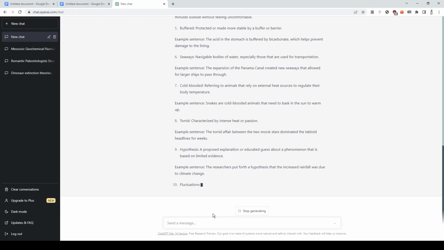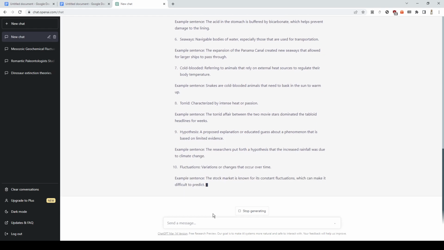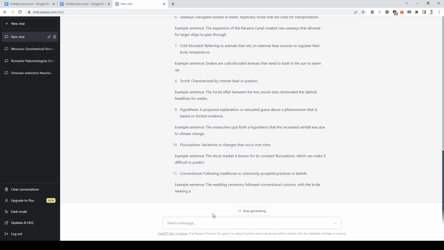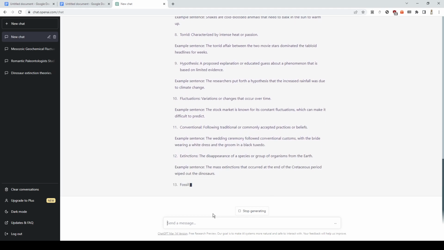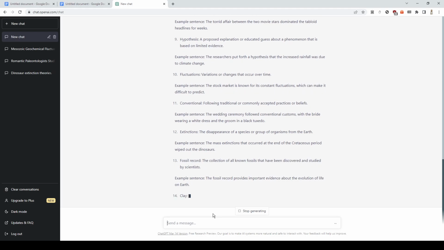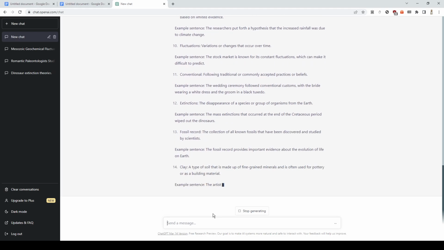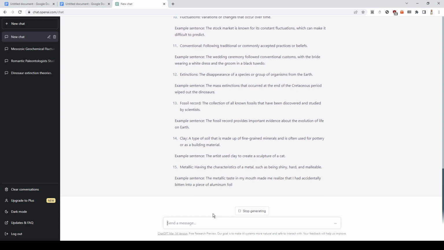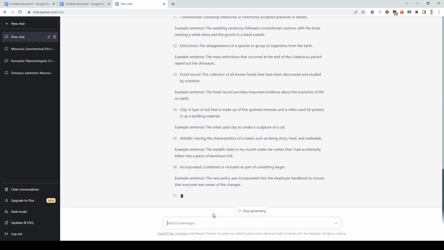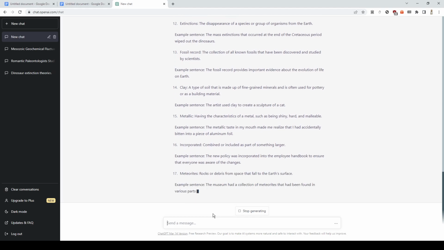Torrid. Characterized by intense heat or passion. The torrid affair between the 2 movie stars dominated the tabloid headlines for weeks. Yeah, okay. I probably would have gone with the other definition of torrid. Well, I guess the definition is right. The sentence is a bit weird. But it's producing the list. It's going on and on.